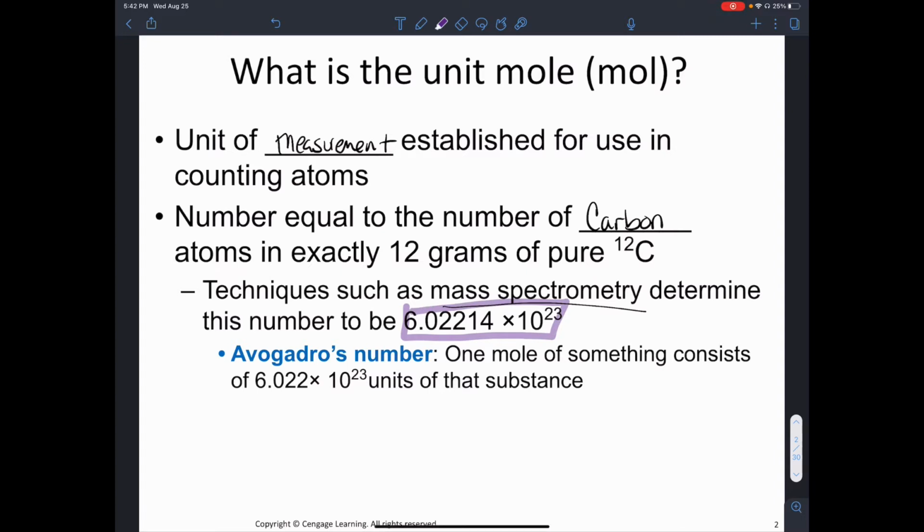Now, this number is called Avogadro's number, and thanks to this number, we know that 1 mole of something, of any group of atoms, consists of 6.022 times 10 to the 23 units of that substance. So a mole is a lot of something, a lot of atoms, any particular type of atom.